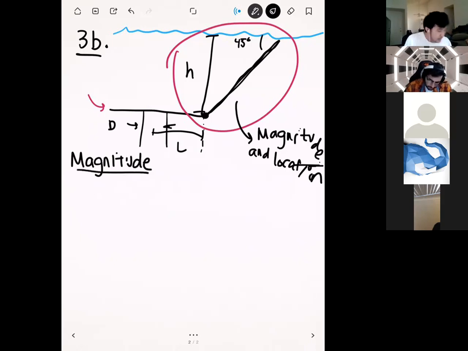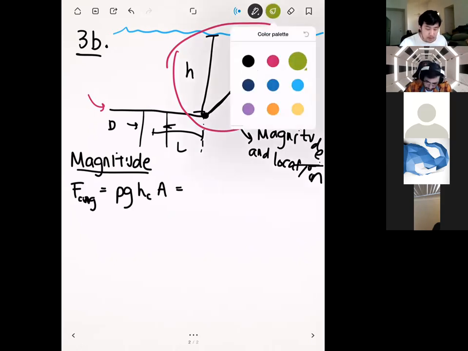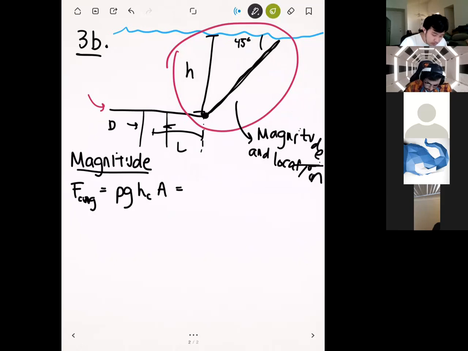For the magnitude, we have this formula here. I'm going to call it F angle, F ang. This is going to be equal to the density times gravity times the height of the centroid times the area. The two key things in this formula that are probably going to be different from the other one are the height of the centroid and the area. So let's break this down.